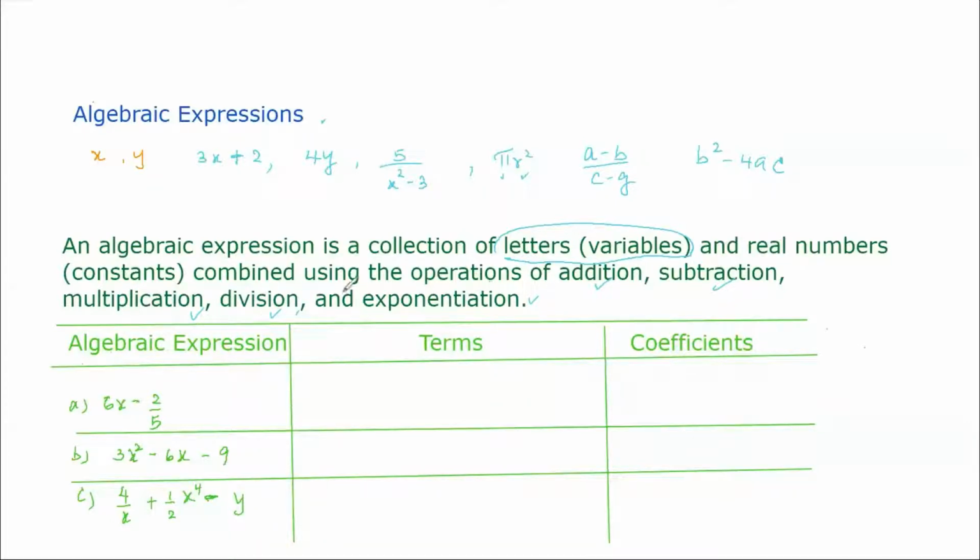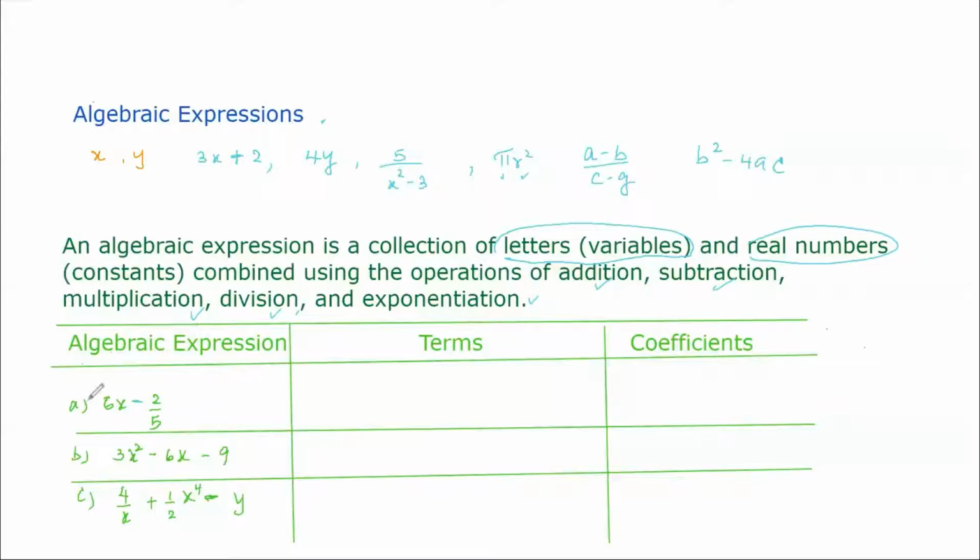Okay, now we see some examples for algebraic expressions. Example A: I give 6x minus 2 over 5. This one we call an algebraic expression, correct? Because we have the number 6, x unknown, and the operation minus, and 2 over 5 is a real number. Sometimes we call this a constant, or maybe it can be a coefficient also.